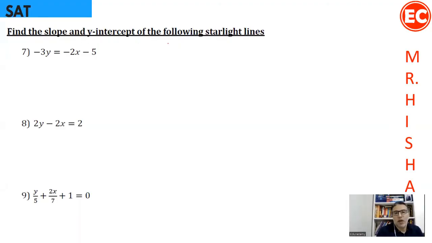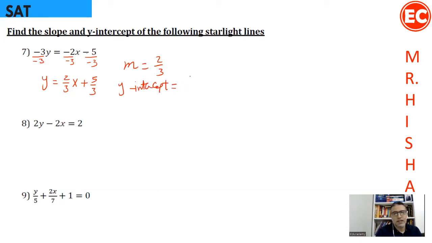Find the slope and the y-intercept of the following straight line, and as we can see, the form of this equation is a bit different. For number 7, I need to rewrite the equation by dividing each term by -3. So the equation is y is equal to 2/3x plus, because negative is positive, 5/3. So it's clear for me that the slope is 2/3, and the y-intercept is 5/3.